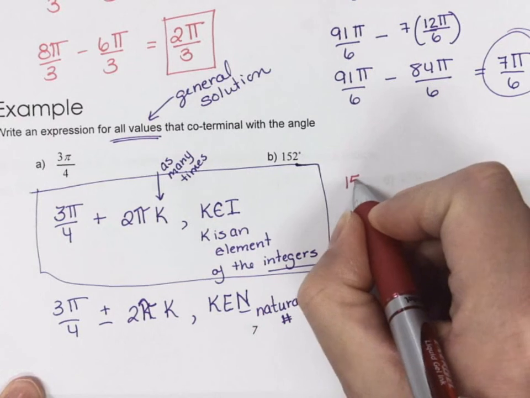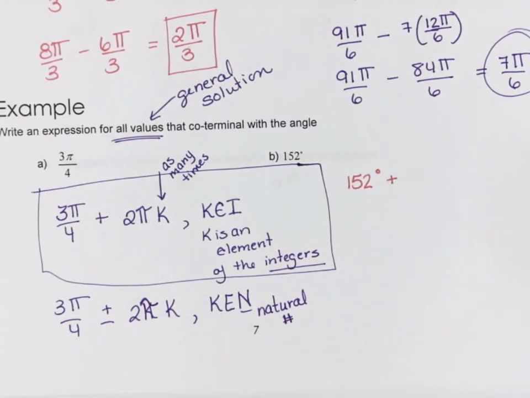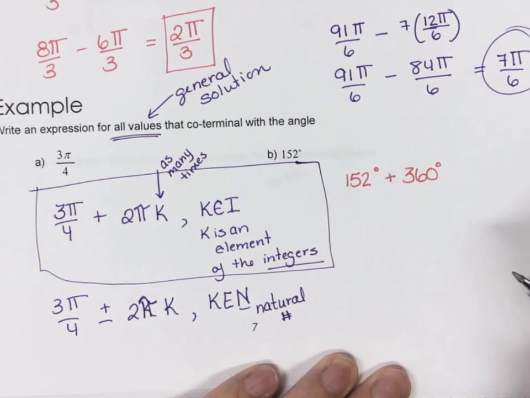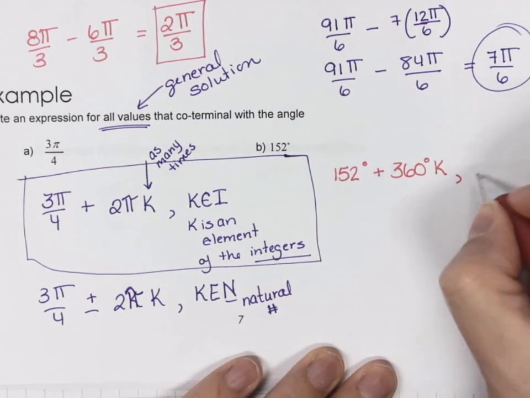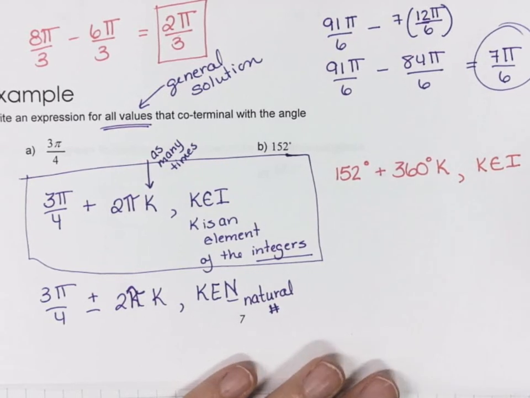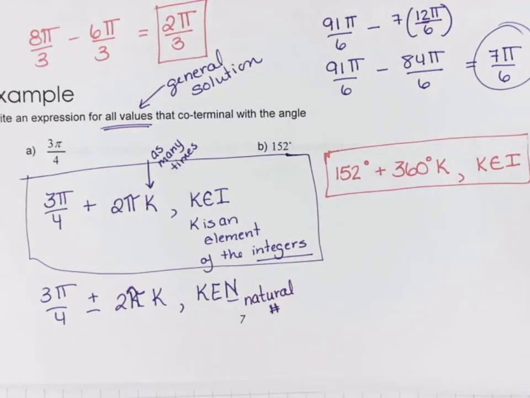So we take our angle. We're going to add a full rotation this time, but is it 2 pi? It's 360 because we're dealing in degrees. 360 degrees, and what do I need to do with that? Multiply that by k, where k is an element of the integers. That is your general solution. That includes every positive and negative coterminal angle for that particular angle. That's it.